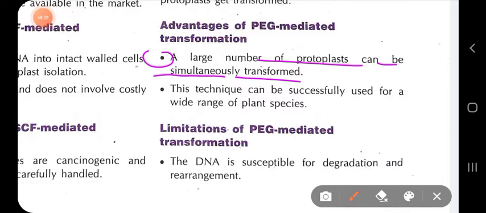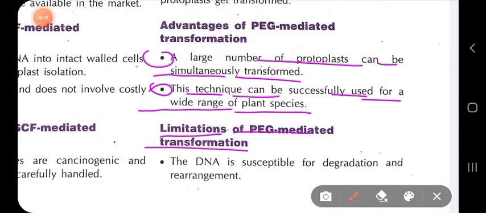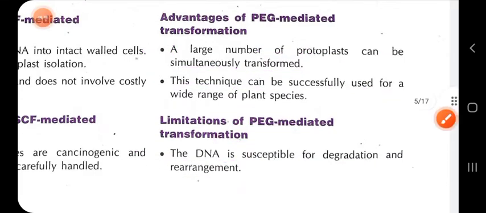Well, you can also use animal cells through this technique. There is no problem, and this technique can be used for a wide range of plant species. Okay. Obviously, there are some limitations of this polyethylene glycol mediated transformation. DNA is susceptible to degradation and rearrangement. There is a chance that DNA can be degraded, and DNA can rearrange also, recombination can occur, and it can modify your expression.